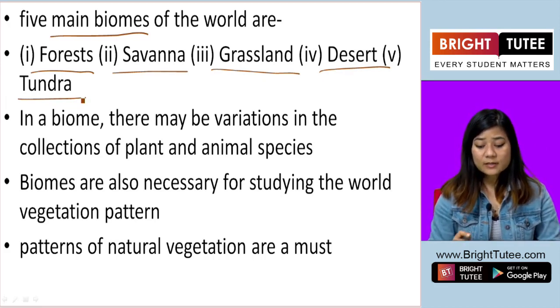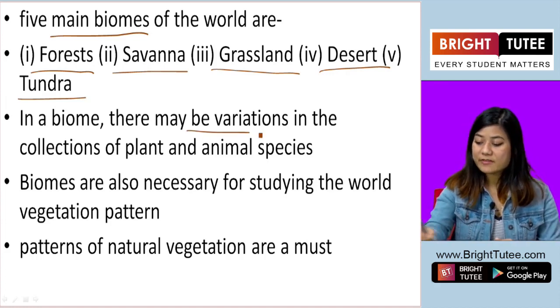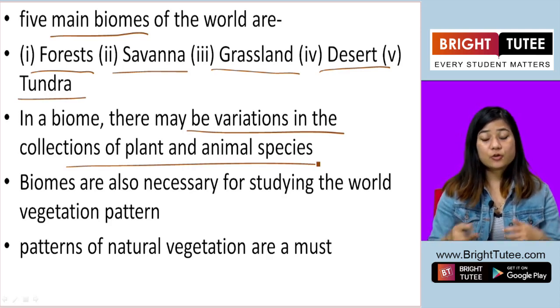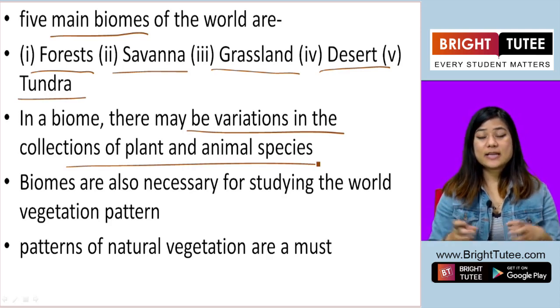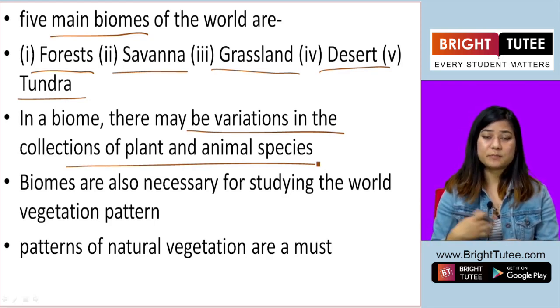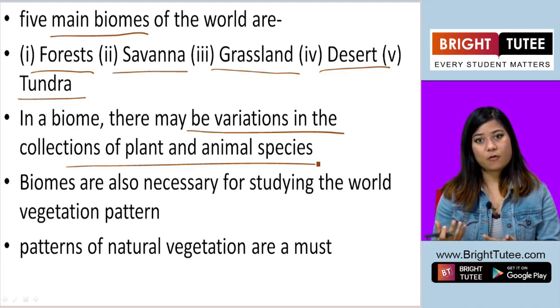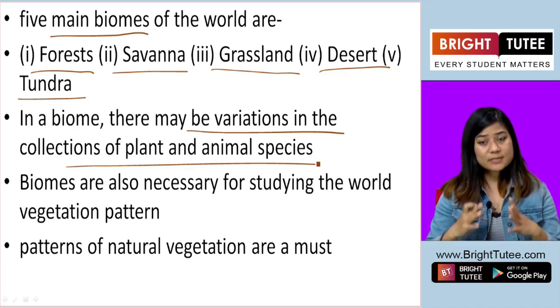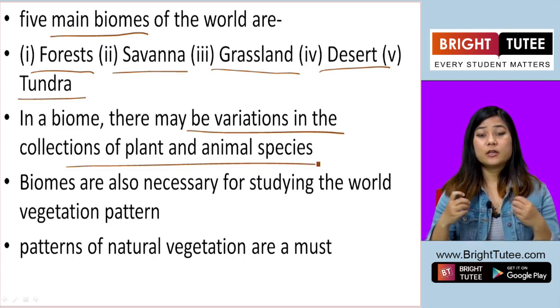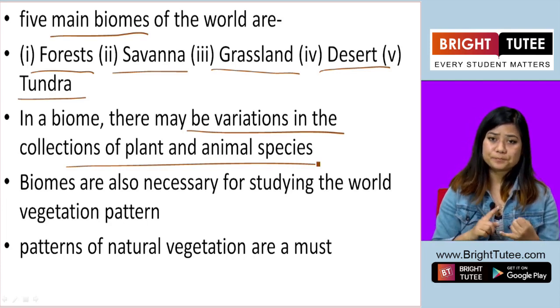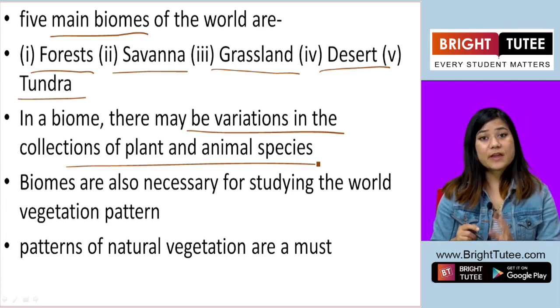Now, in a biome, there may be variations in the collections of plant and animal species. The plants and animals that are present in a biome belong to many different kinds of species. They're different from one another. So that is the characteristic of a biome. And these biomes, with their varieties of species of animals and plants, are very important.